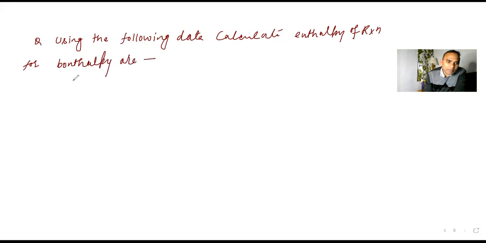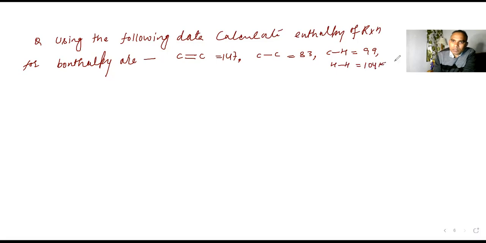How much bond enthalpies have they given? They are talking about C double bond C. C double bond C is equal to 147. Okay. C single bond C, they are talking about 83. C-H is equal to 99. And H-H, how much? 104 kilojoule per mole. They are talking about kilojoule per mole.